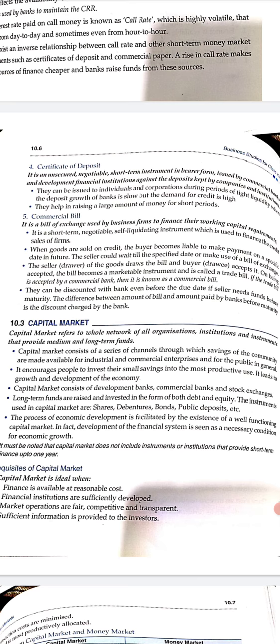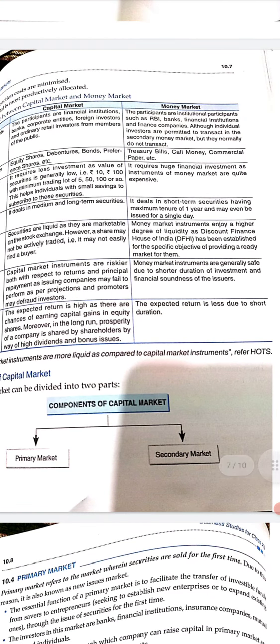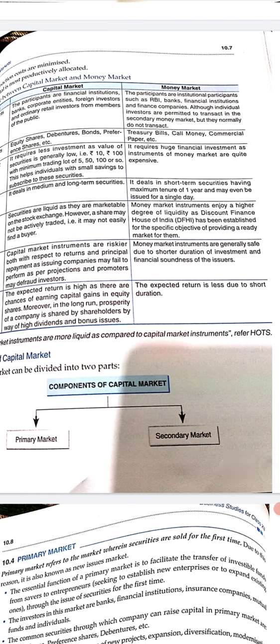Now, the main difference between capital market and money market. The participants of capital market are financial institutions, banks, corporate entities, etc. The participants of money market are RBI, banks, financial institutions, financial companies, etc. कैपिटल मार्केट के instruments हैं बेटा equity shares, debentures, bonds, preference shares etcetera. Main instruments of capital market are equity shares, debentures, bonds, preference shares. And money market instruments are treasury bill, call money, commercial paper, commercial bill, etc.